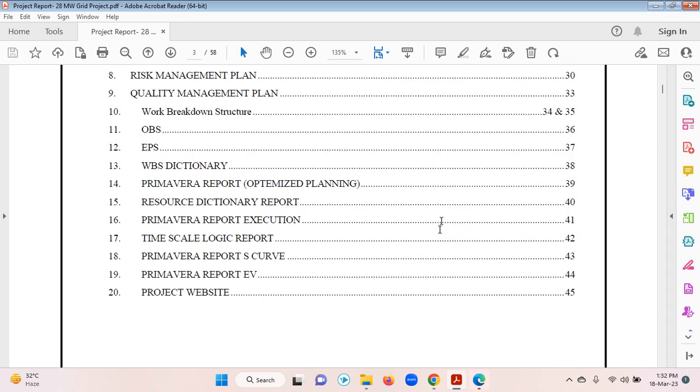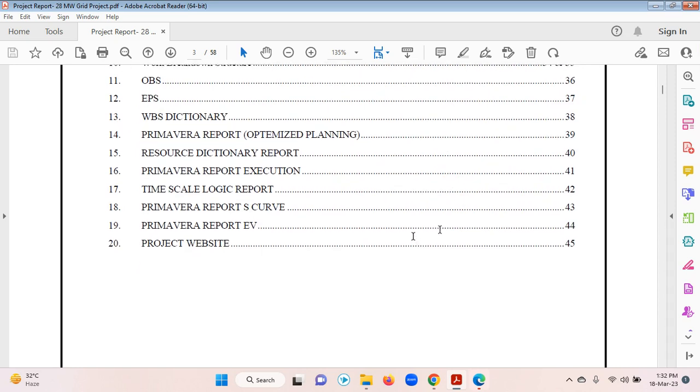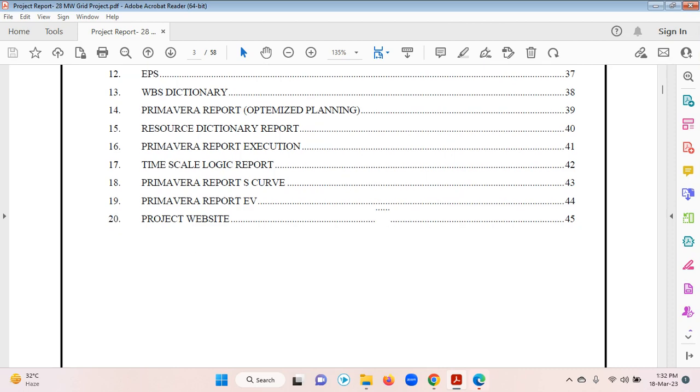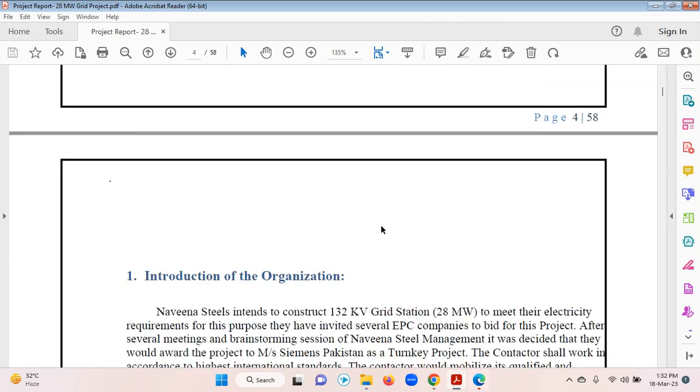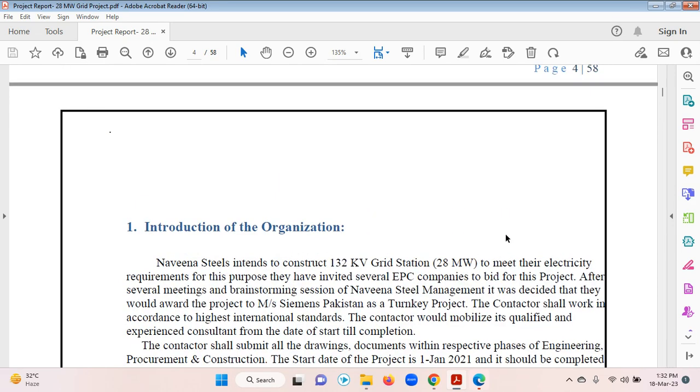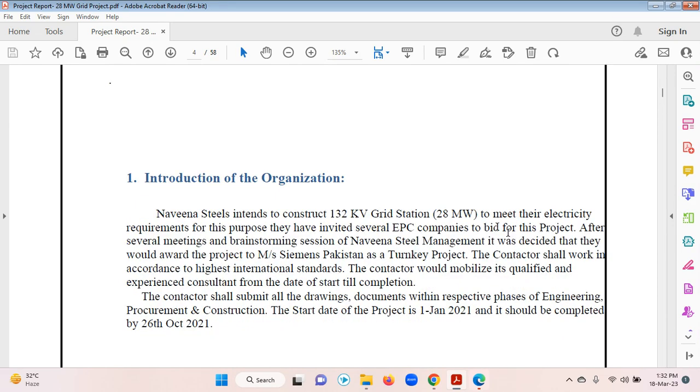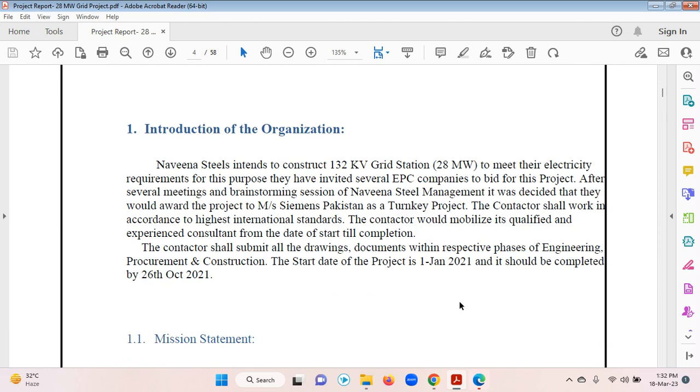Then the resource dictionary, report, and the schedule I used for the tracking of the project and for monitoring and controlling was Primavera. So I've written it down and mentioned this. Now coming to the main part of the project, the introduction of the organization.